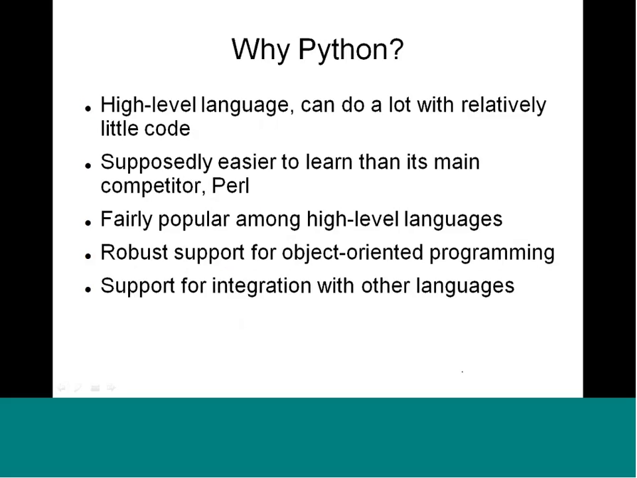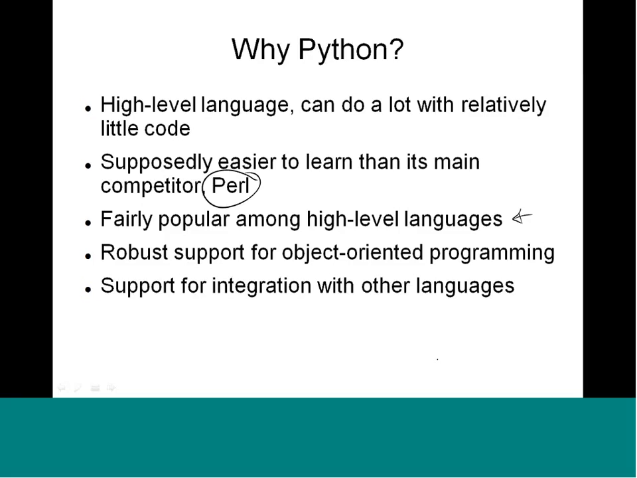So why Python? It's also supposedly easier to learn than the main competitor, Perl. So it kind of replaces Perl with more definite concepts. I'll explain those things. Python nowadays is fairly popular among high-level languages. In fact, some companies are built on Python. For example, Google. In Google, people use Python quite frequently, and basically that's their main programming language.